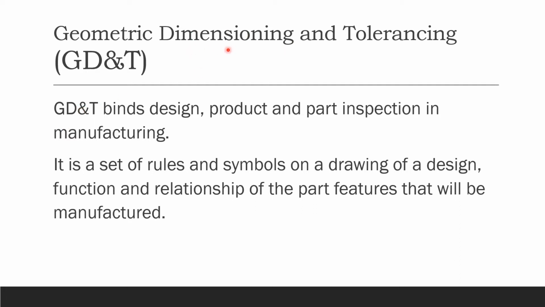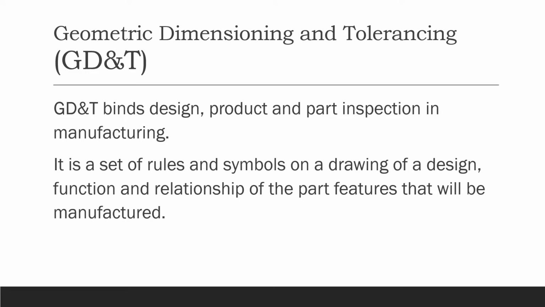One is dimension, which we already know, and the other is tolerance. Every time you measure something, you get a value, and that value is usually expected to be within a range, a tolerance. If the value that you measure is out of the tolerance, it's not a very good measurement, because the accuracy is going to go down. So we use GD&T to bind the design, product, and part inspection.